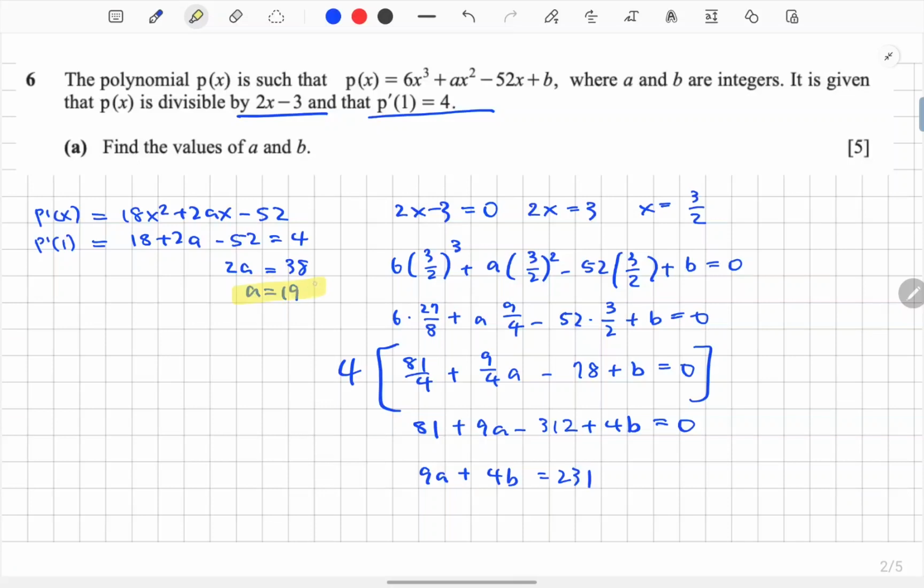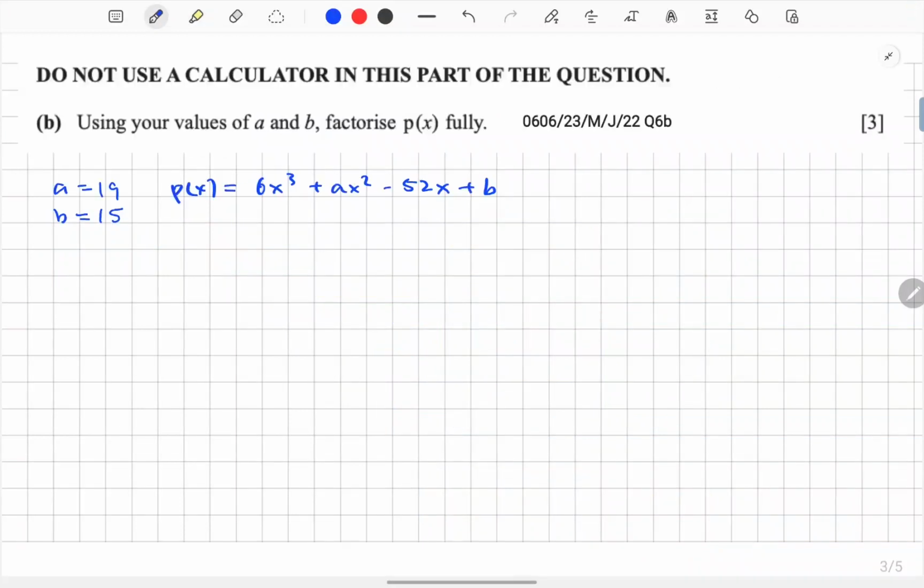And by using the a is 19 we got, we can calculate for b. So our final answer is a equals 19 and b equals 15. The second part of the question asks us to factorize the equation completely. So we have our a and b values from our previous question and our P of x. Now we'll plug in the a and b values we got.